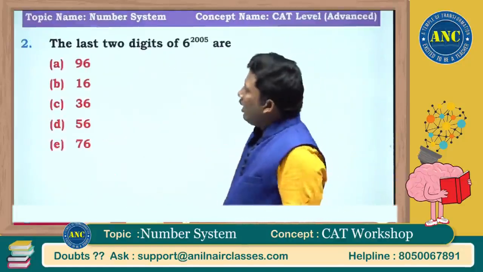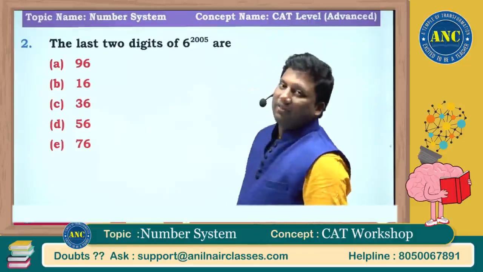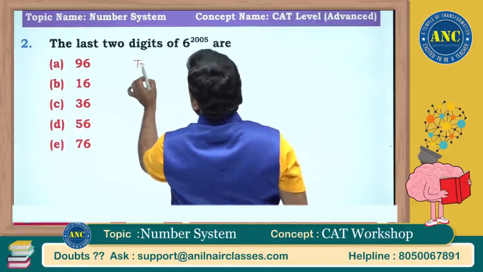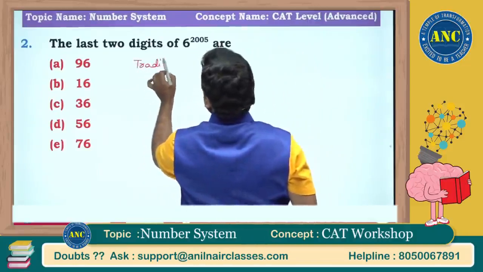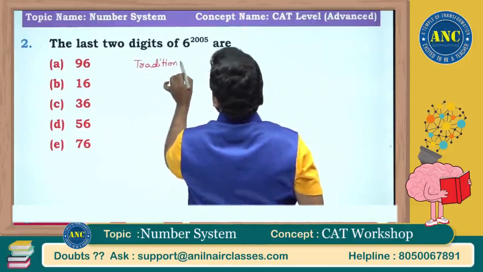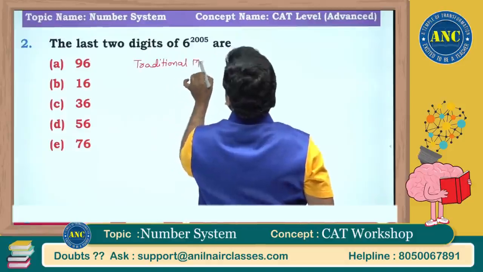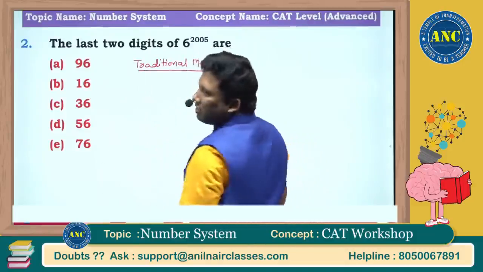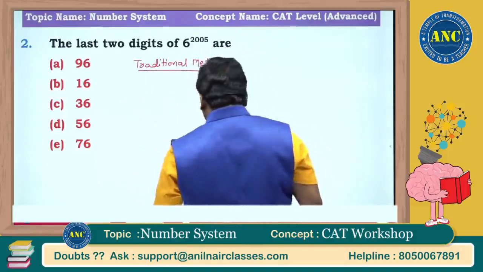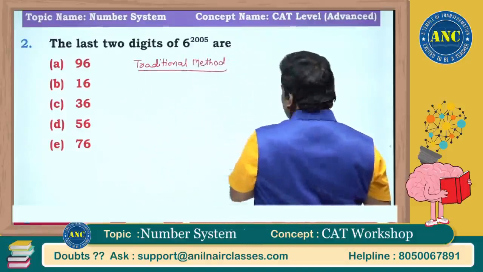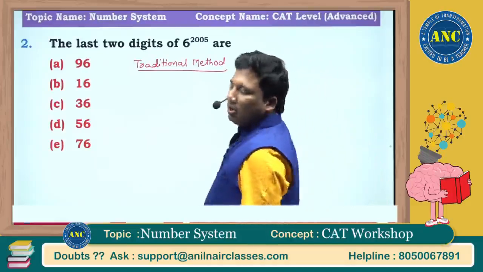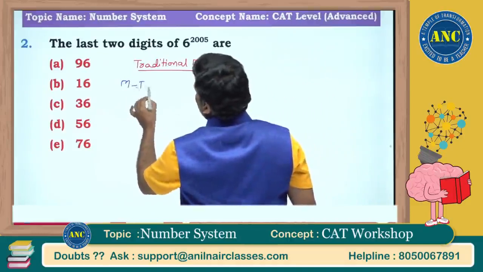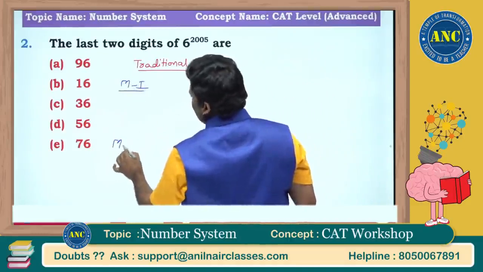I have to discuss this: find the last 2 digits of 6 power 2005. First the traditional method, then I will discuss Anil Nair's method. Most of the students will solve the problem like this. So multiple methods are there: method 1 in the traditional way, and method 2.